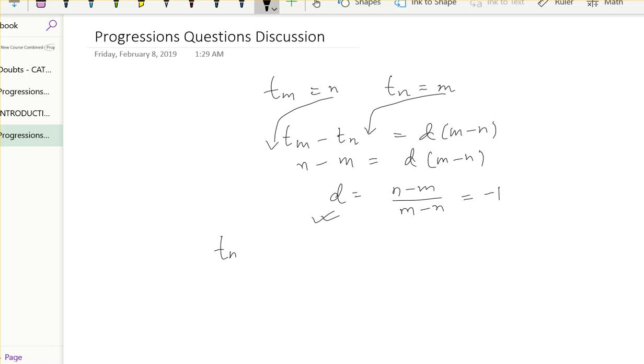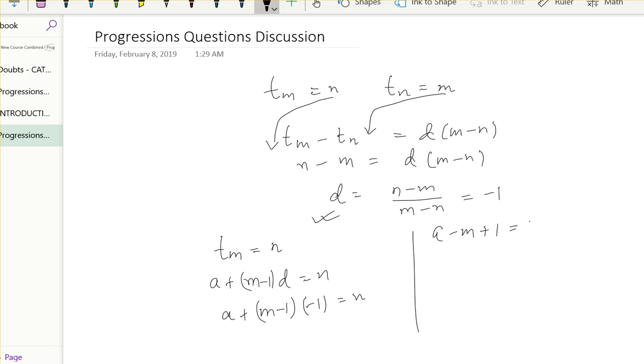Now Tm is equal to n, we write it again. What is the formula? a plus m minus 1 times d is n. A plus m minus 1 times minus 1 is n. A minus m plus 1 is n. A is equal to m plus n minus 1, d is equal to minus 1.